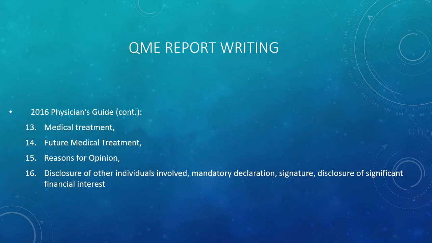And then finally, you conclude your report with the mandatory disclosures and declarations with your signature, your disclosure of significant financial interest, and also the date that your report is mailed to the parties, and also an indication as to what county the report was mailed from. Okay, so those are the report elements, required report elements as required by the 2001 Physician's Guide.